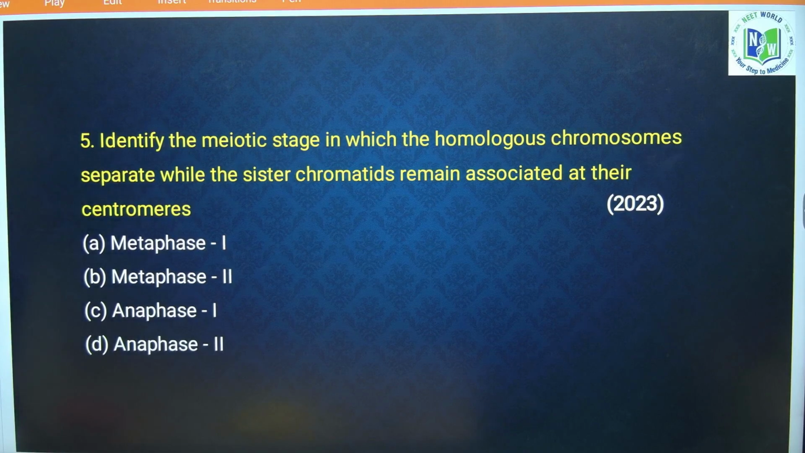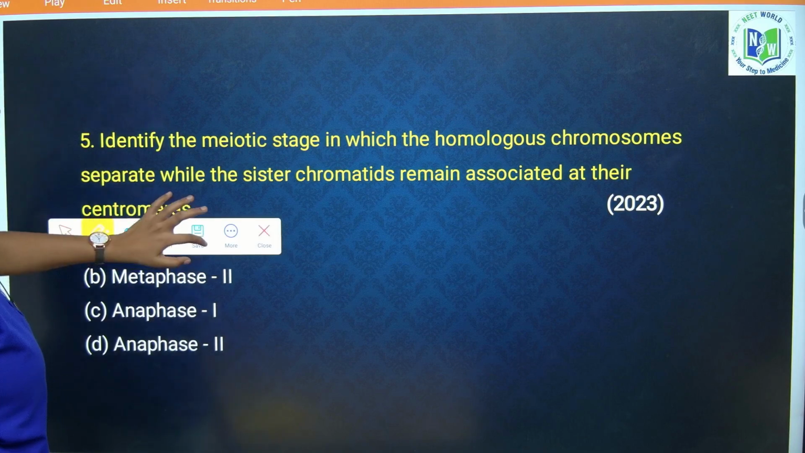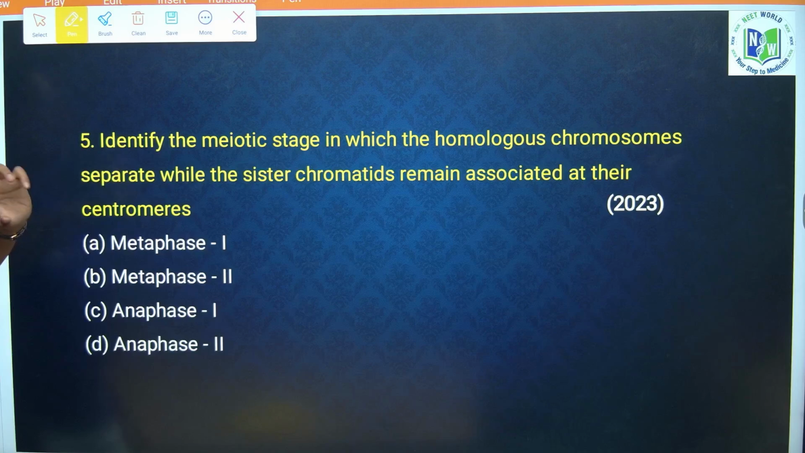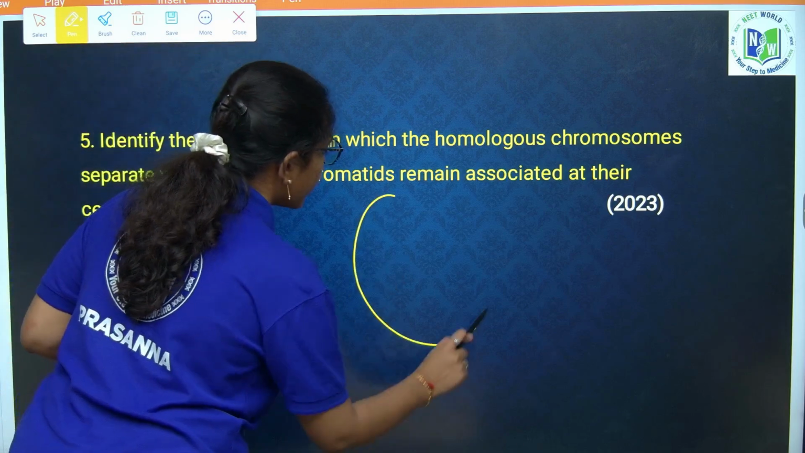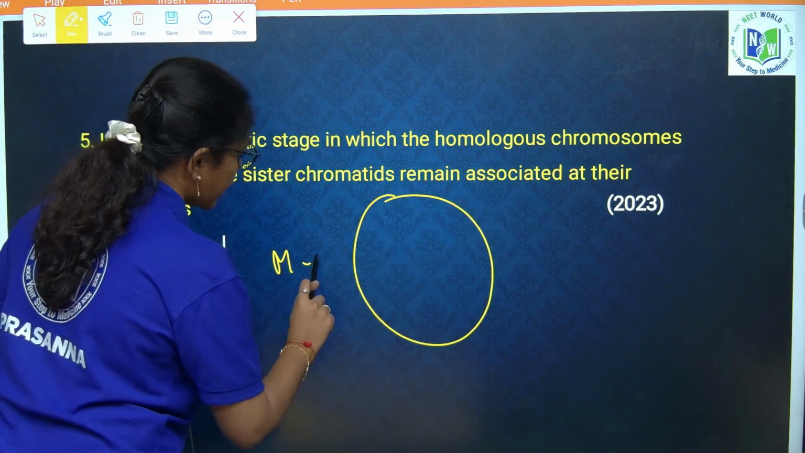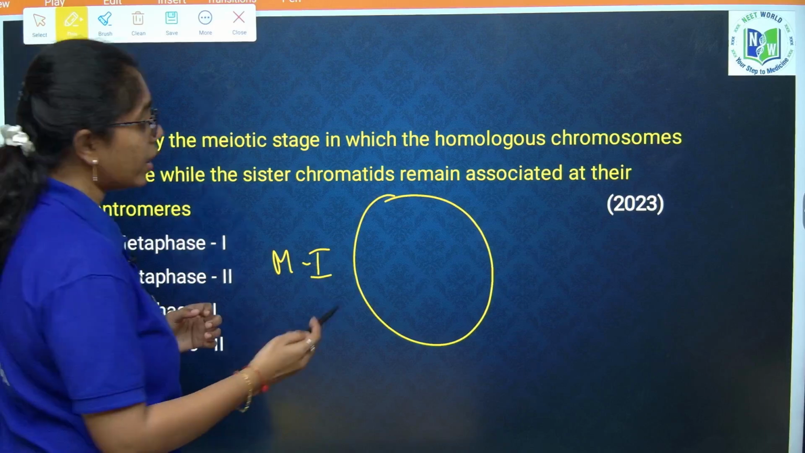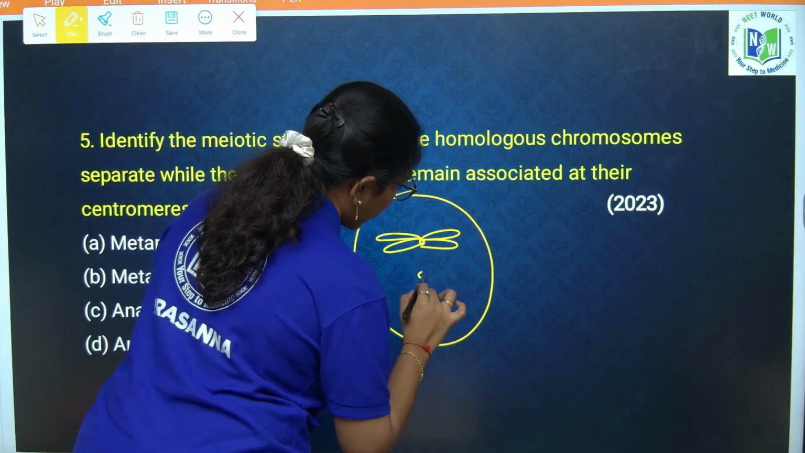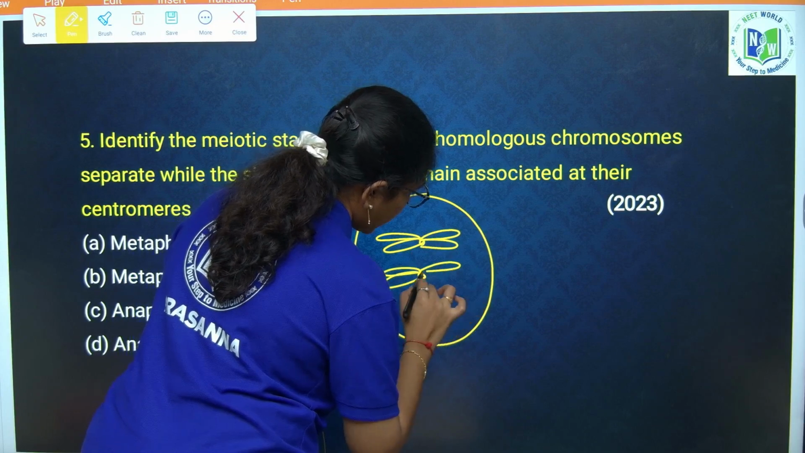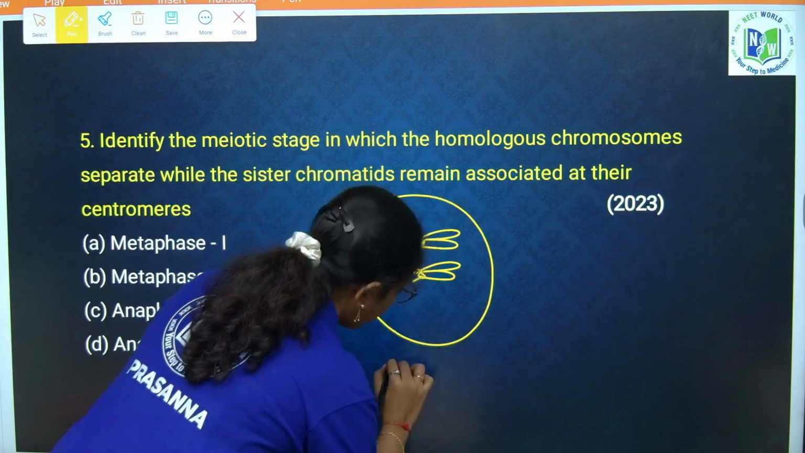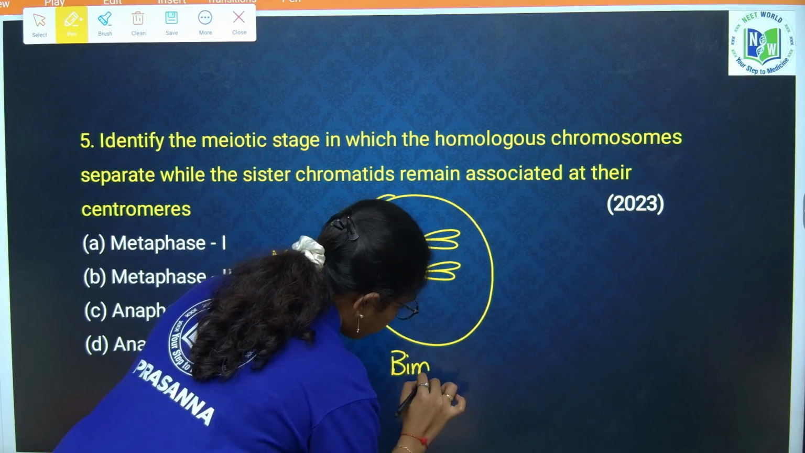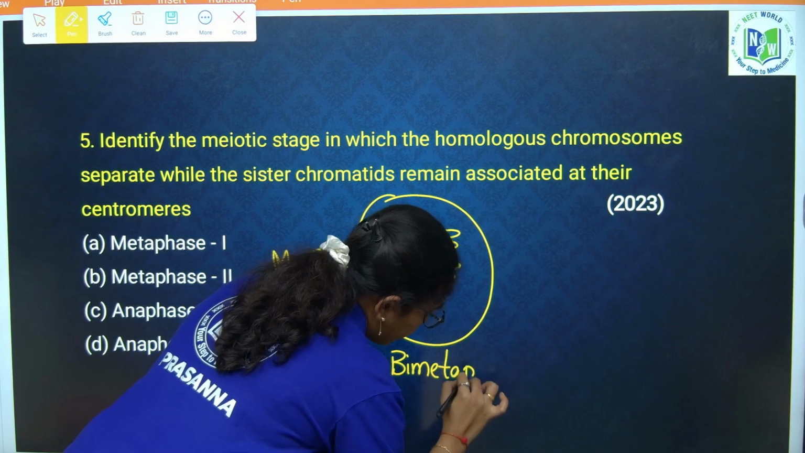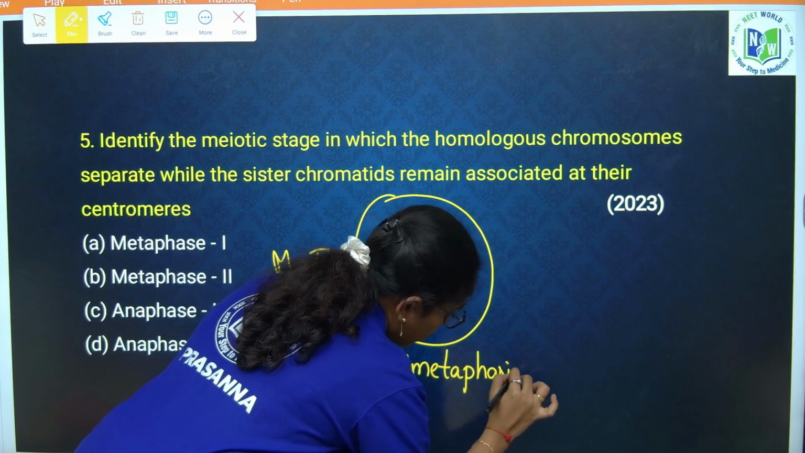Identify the meiotic stage in which homologous chromosomes separate while the sister chromatids remain associated at the centromeres. If you look into metaphase 1 of meiosis 1, you can observe two chromosomes forming a bimetaphasic plate. What do you see, beta? Two chromosomes forming a bimetaphasic plate.